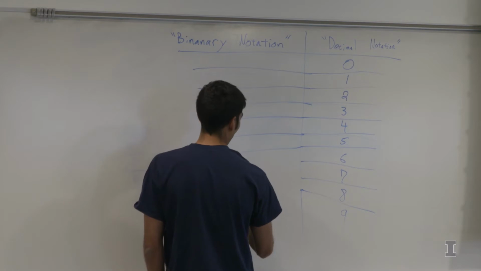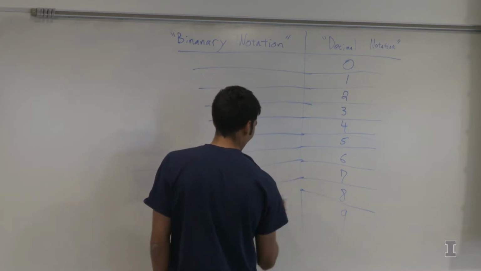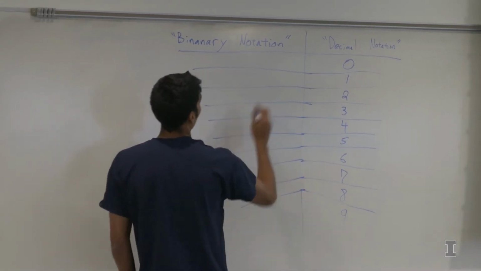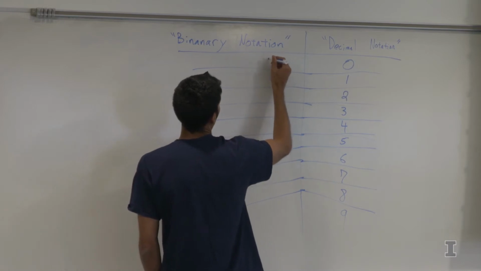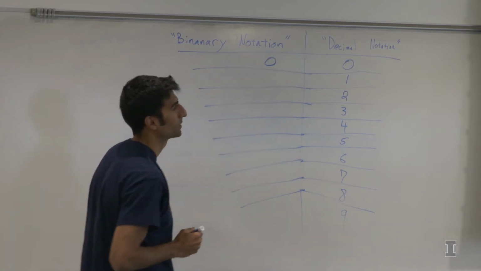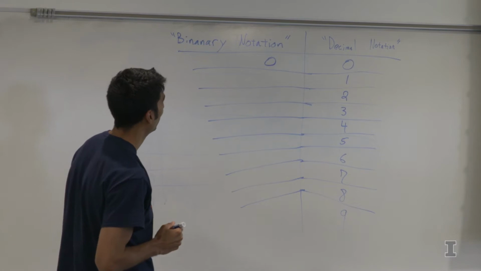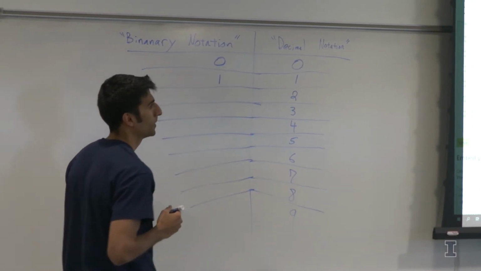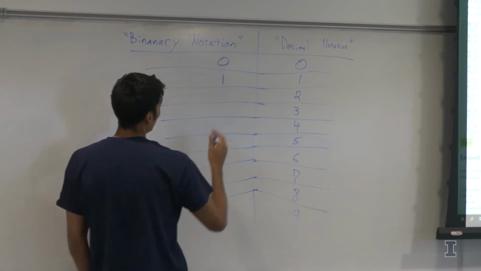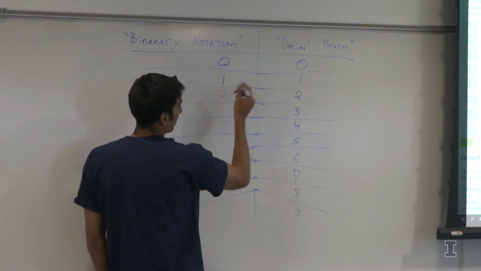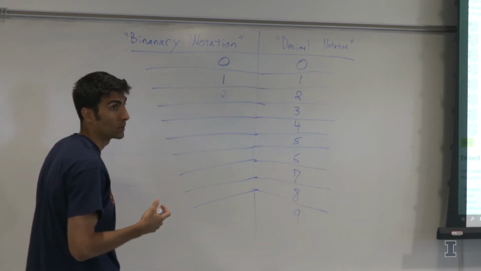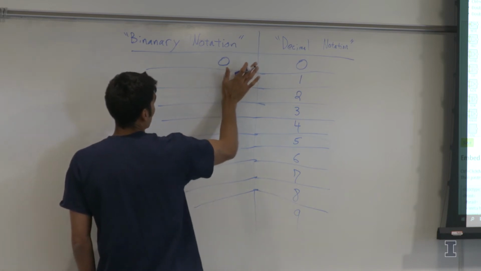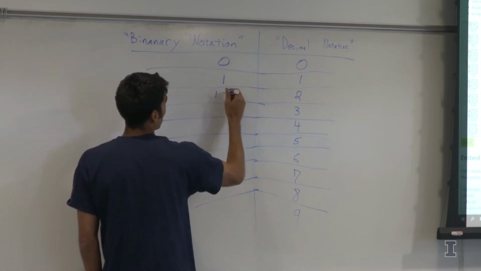Sorry, I'm making this table bigger than it needs to be. Like this. So for 0, we just put a 0 like this. All right. For 1, it's 1. For 2, now we don't have a number 2 here, right? In bits, we just have 0 and 1s. So the way that we write this is 1, 0.